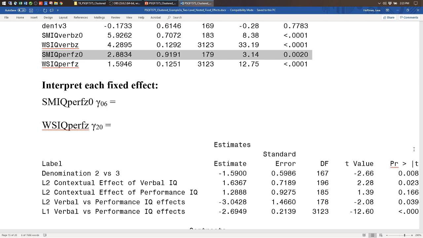Is it for every point increase in school mean performance IQ? Yeah, in school. Then what's the outcome? Language. Then language increases by 2.8? Mm-hmm. So the inference is that it's not just language, but it's language for your whole school. Like it's a bump for everybody because this is a school level effect.